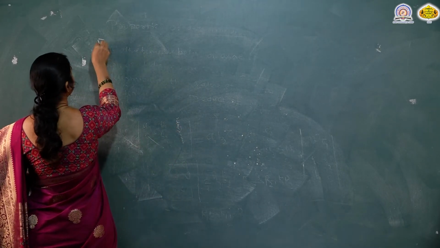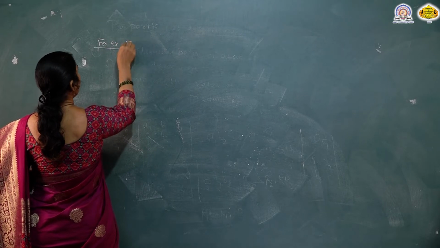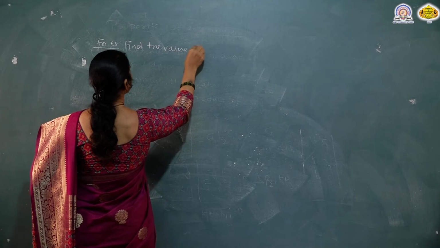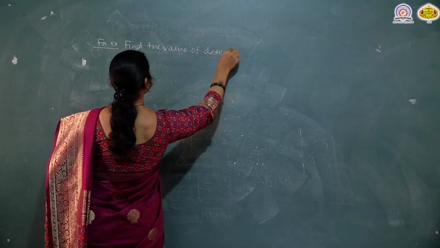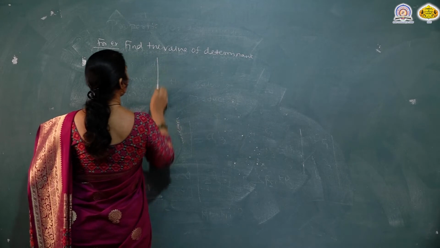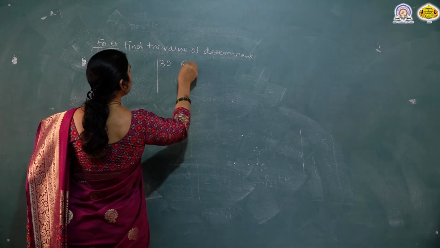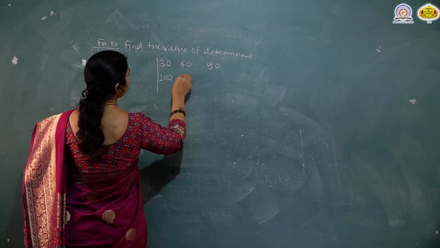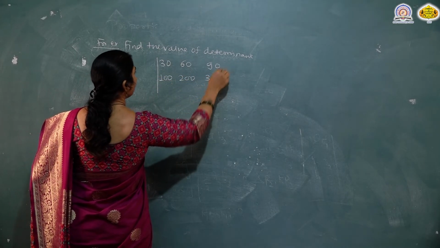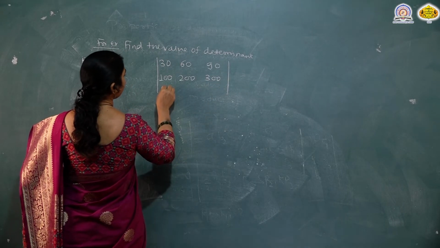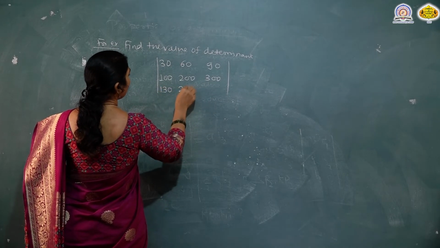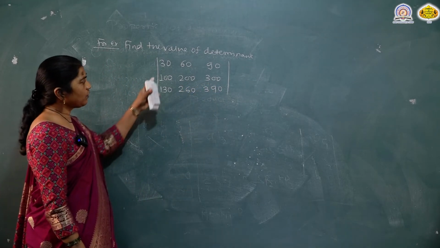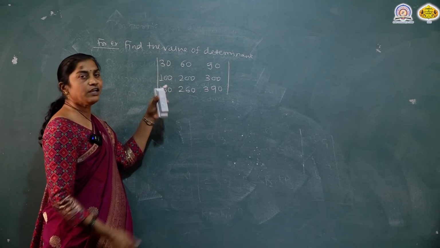For example, suppose we want to find the value of determinant 30, 60, 90, 100, 200, 300 and 130, 260, 390. Observe that if you go on expansion, it will take time.